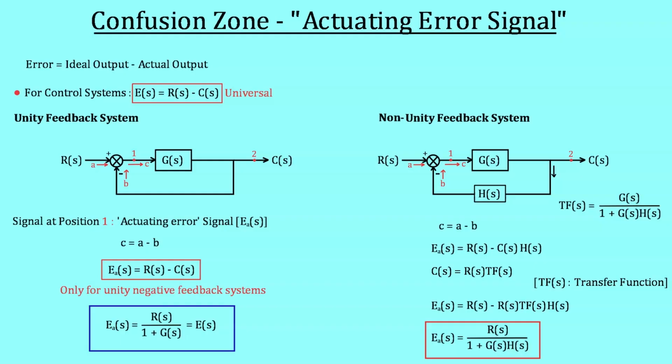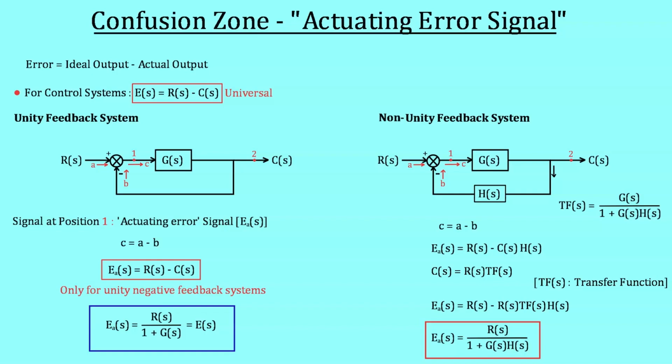This is the main reason why most students get confused. They don't know what the difference is between actuating error and error signal. This happens because most of the textbooks meant for undergraduate level studies consider only unity feedback systems and cover all the topics considering only unity negative feedback systems. In such cases, both the error and actuating error have equal value. That's why students generally don't get the idea that they are actually different parameters. The problem arises when the system is a non-unity feedback system.